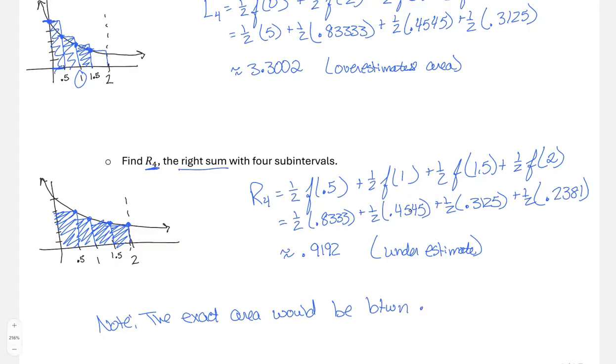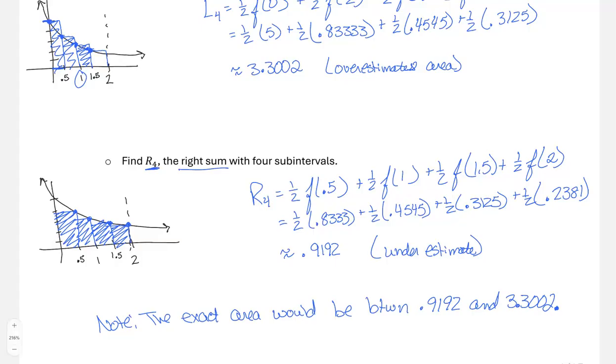Would be between 0.9192 and 3.3002. And the more rectangles we have, the closer this area would get to this area. If we were to redo this with, say, 10 rectangles, we would see that gap between those two areas get smaller and smaller.